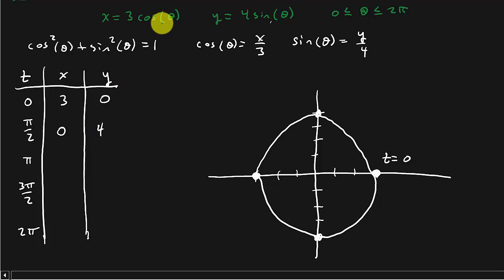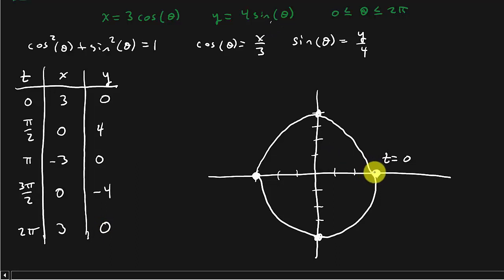Then I plug the pi in. Cosine of pi is -1. -1 times 3 is -3. Sine of pi is 0. And then I plug the 3 pi over 2 in. Cosine of 3 pi over 2 is 0. Sine of 3 pi over 2 is -1, so that's going to make this -4. And then I plug the 2 pi in. Cosine of 2 pi is 1. 1 times 3 is 3. And sine of 2 pi gives me 0.